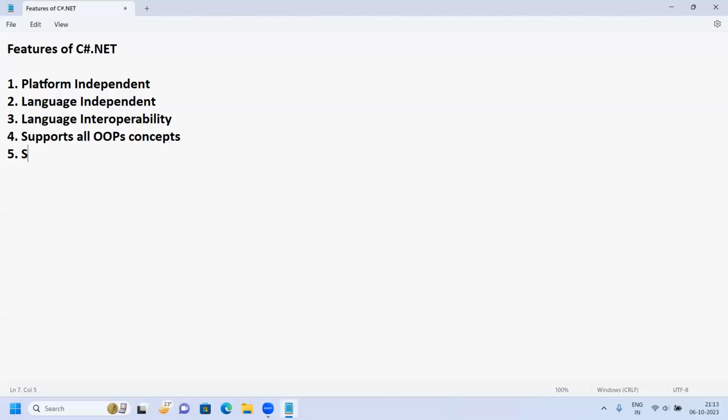Second, one more important thing we have is support to work with database programming. That is called ADO.NET. C#.NET supports working with database programming, and in this particular topic you call it two-tier or two-layered architecture.